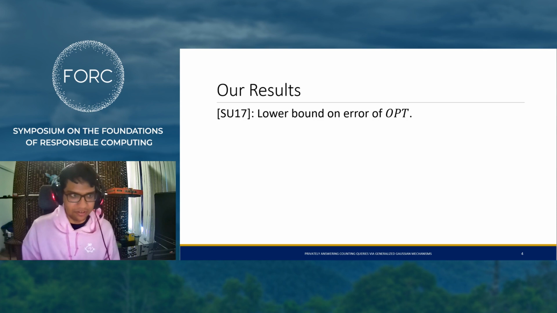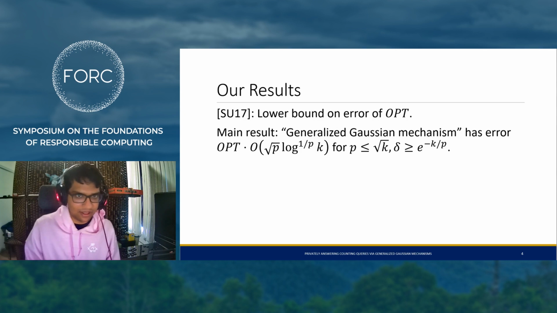We'll just finish this video by going over our results. What was shown by Steinke and Ullman in 2017 is that the optimal L1 error achieved by the Gaussian mechanism is also a lower bound on the optimal L infinity error. And some future papers actually show this was the best possible error after ours. And so what we show is that the generalized Gaussian mechanism with shape parameter p has error that's O-tilde of root p times log k to the 1 over p, assuming some mild assumptions on p and delta.